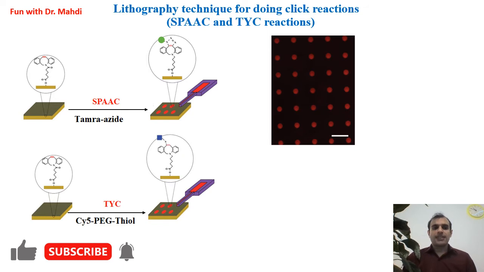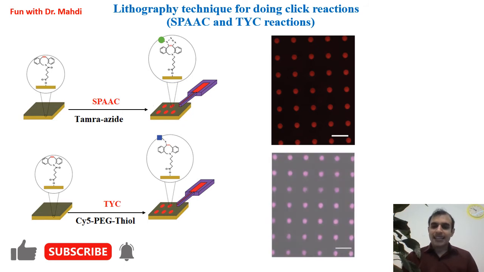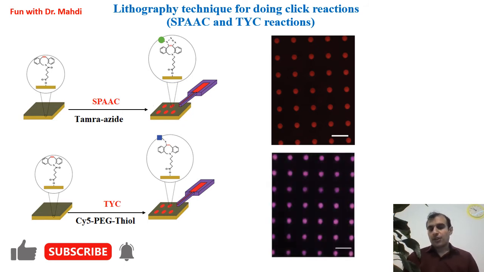The second type of click reaction is, again, when you have alkyne on the surface, you can do thiol-yne coupling. It's a reaction between thiol and alkyne. Here in this study, we use Cy5 PEG thiol. Cy5 PEG thiol is a fluorescent ink, and we injected it to the microchannel cantilever, and after printing on the surface, we left the sample for half an hour, and after half an hour, we washed the surface and we took a photo with a fluorescent microscope.